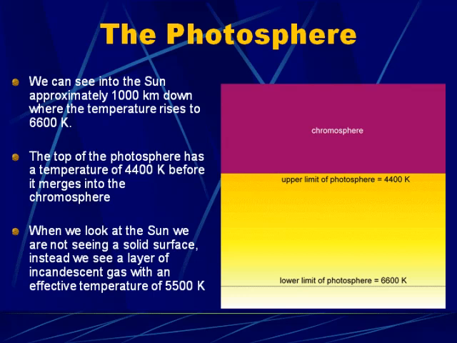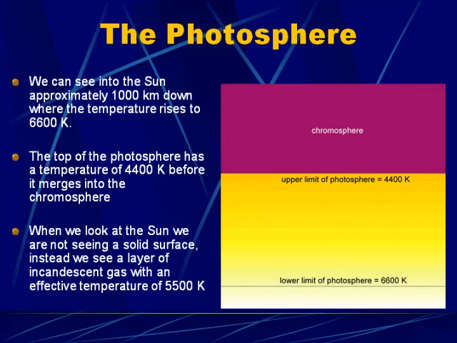Now, on the very surface of this photosphere, the temperature actually drops down to about 4,400 degrees Kelvin. Down where we cannot see anywhere below, the photosphere is about 6,600 degrees Kelvin. So when we're looking at the sun, we're sort of averaging those two temperatures. And again, we see an effective temperature of about 5,500 degrees Kelvin or about 5,600 degrees Kelvin.